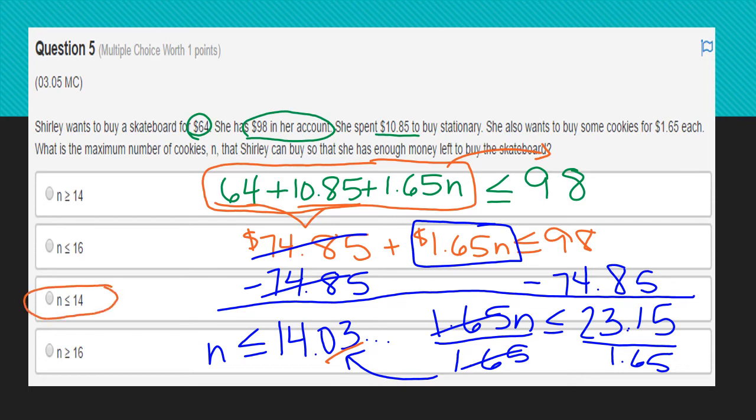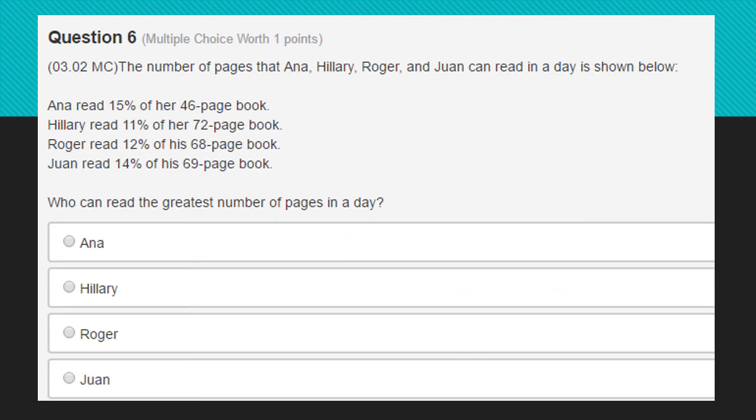14 cookies or less. All right, in this question it says, the number of pages that Anna, Hillary, Roger, and Juan can read in a day is shown below. And it says Anna can read 15% of her 46-page book. Hillary can read 11% of her 72-page book. Roger read 12% of his 68-page book, and Juan read 14% of his 69-page book. Who can read the greatest number of pages?